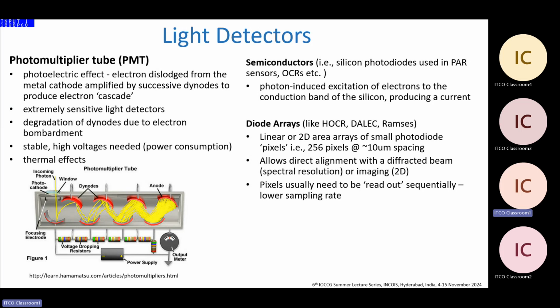We've also got semiconductors, like the silicon photodiode, which you're probably familiar with. They're used in PAR sensors or your OCRs, your multispectral radiance sensors. There are also diode arrays, which are essentially a whole bunch of these diodes put in a line or in a two-dimensional array, and they're sensitive to light.